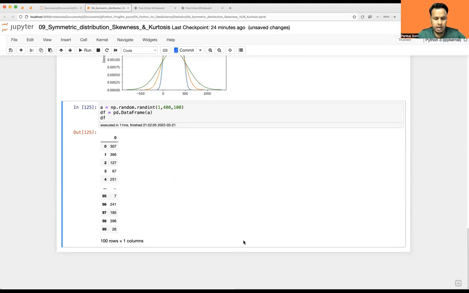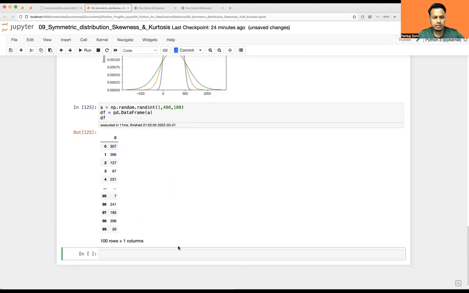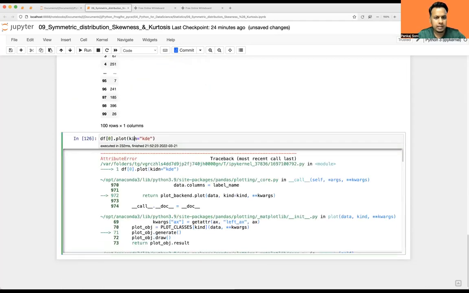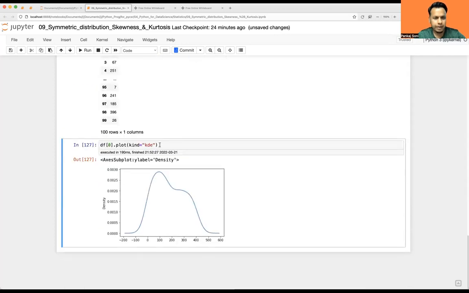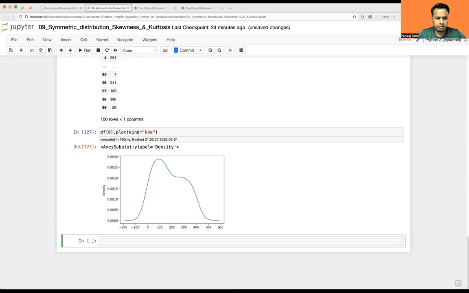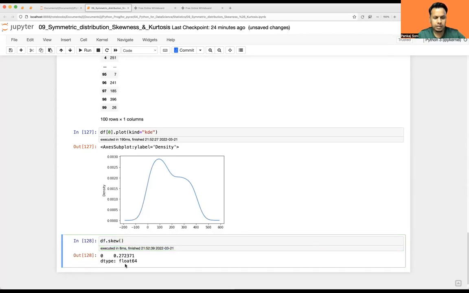Okay, this is your data frame. I want to calculate kurtosis and skewness of this data. So first let's go ahead and plot it. So df[0].plot with kind equal to kde. It is going to be a normal distribution only, right? Because we have taken it from a normal function. Okay, and now you would like to calculate what my skewness is. So df.skew(), we have one function called skew. It is going to return what the skew is. So this is positive skew, right? Why positive skew? Because you see this tail, it is more spread or more tailed around the right side. That's why you see positive skew.